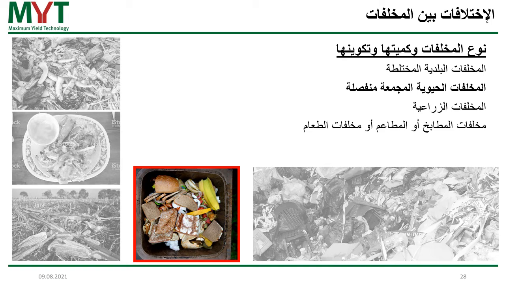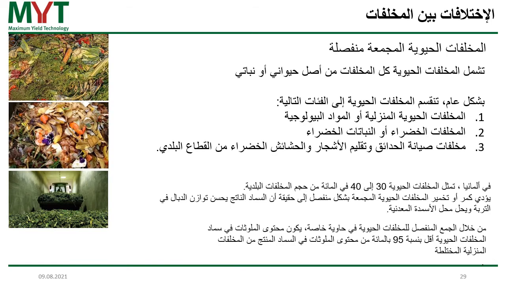So the separately collected bio-waste includes all waste of animal and vegetable origin. And in general, bio-waste is divided into the following categories. You have domestic bio-waste, which is also called bio-good in Germany. You have the green waste or greenery, which is more from landscaping.